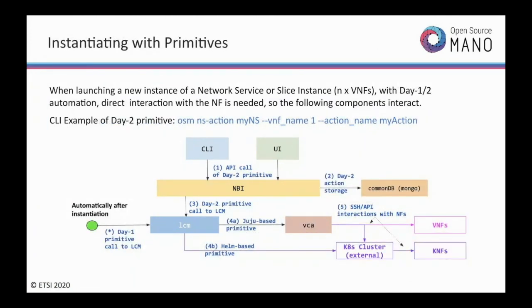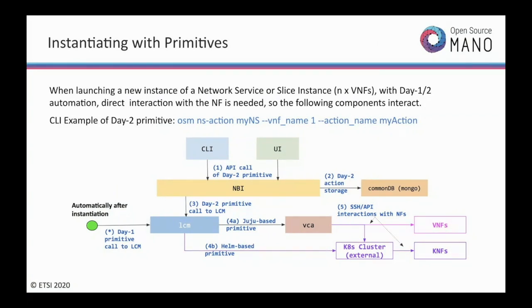Then we have instantiation with primitives. Primitives are like actions that are run into the network functions so that we produce a new configuration, for example, or some change in our network functions directly. So we have day 1 primitives or day 2. Day 1, they run automated after instantiation.